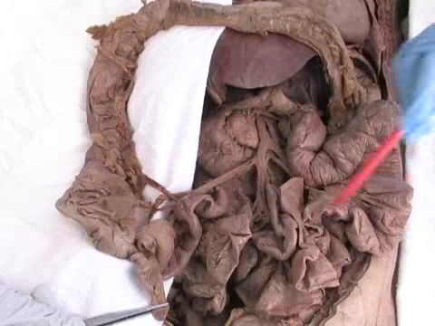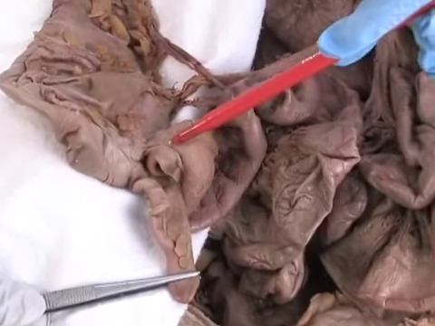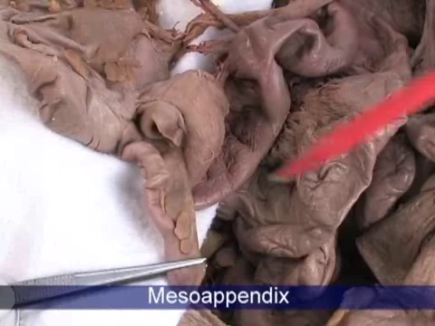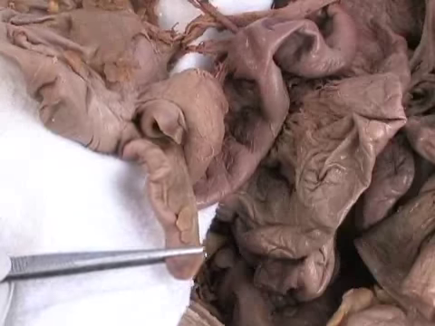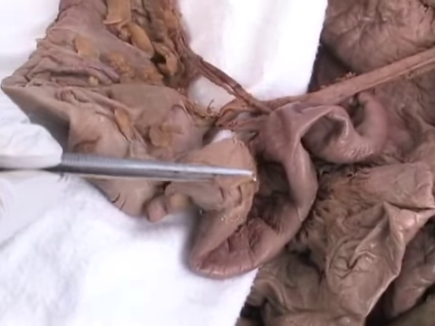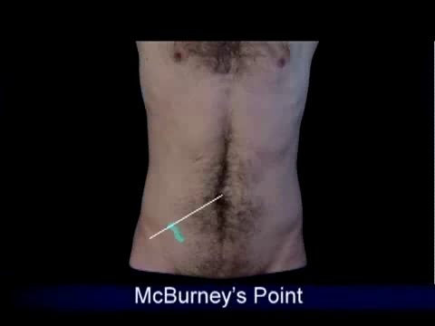Here is the appendix. It suspends from its own mesentery from the terminal ileum. This is called the mesoappendix. The position of the appendix relative to the surrounding cecum, ileum and pelvic brim is variable. Clinically, McBurney's point is used to locate the position of the appendix. This point is 1/3 of the distance from the anterior superior iliac spine to the umbilicus.